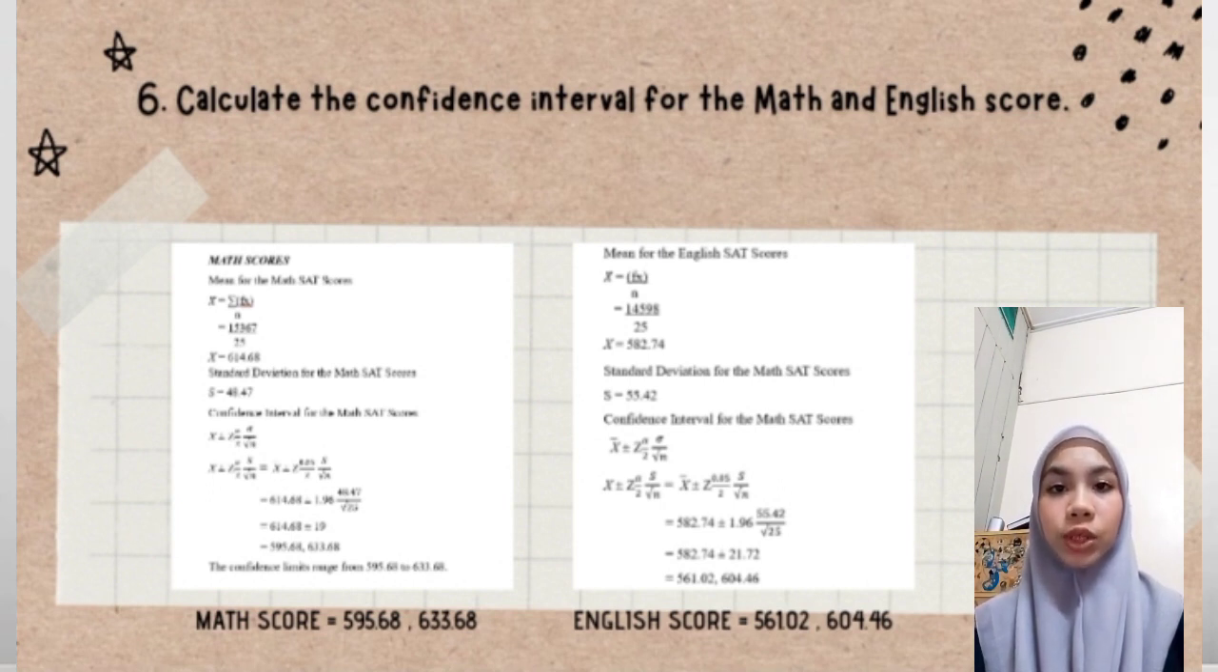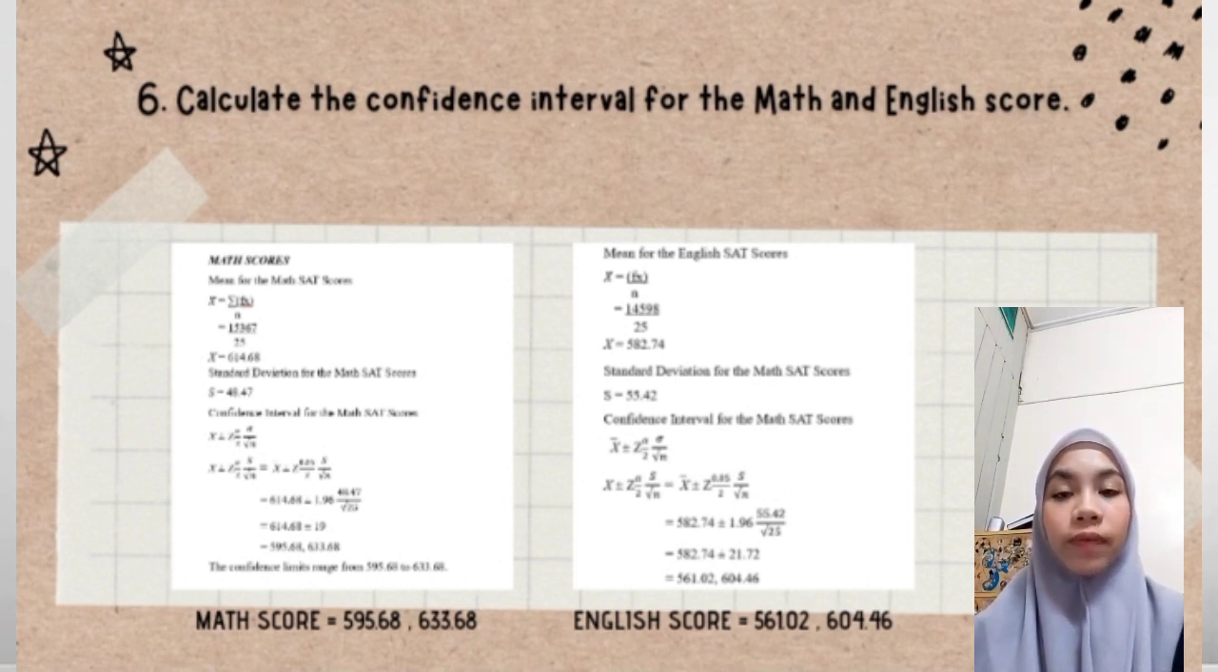So this is my calculation for confidence interval for math and English. The total from calculation for math score is 595.68 and 633.68. While the total from calculation for English score is 561.02 and 604.46.